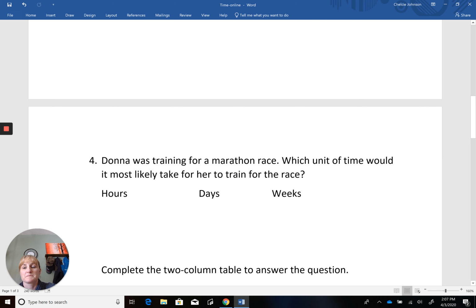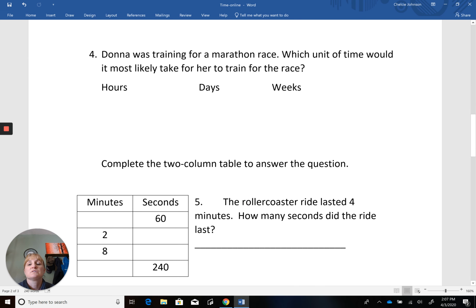Okay? Now let's go to number 4. Donna was training for a marathon race. Which unit of time would it most likely take for her to train for the race? Hours, days, weeks for a marathon race. Now, a marathon race is usually quite a few miles. So depending upon what type of marathon, would you just get up and start practicing and have it down and be able to run the whole race? Something to think about. So think about your throwaway answer.